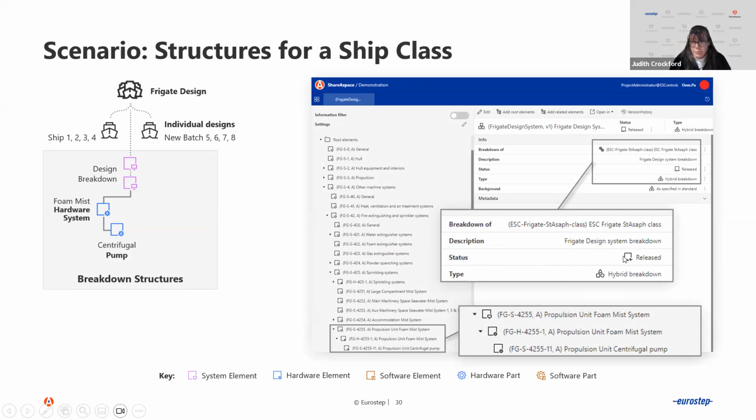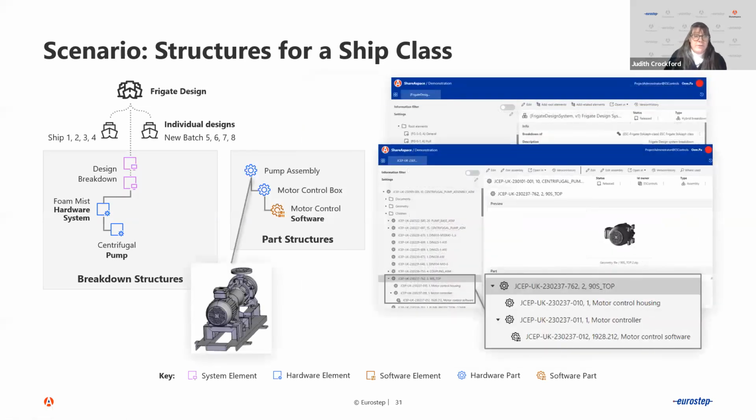It's a release breakdown, and the type of breakdown is a hybrid. And the bit we're going to concentrate on is right down in here. We're looking at the foam mist system, which happens to have this pump in it. So that's this bit over here. These blue things, I've put some icons down here. These little pink ones are system elements, and we've got some hardware elements in this breakdown. So you can see it's a mixed or a hybrid breakdown.